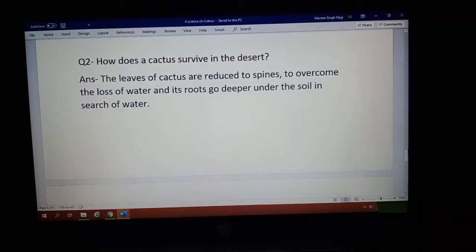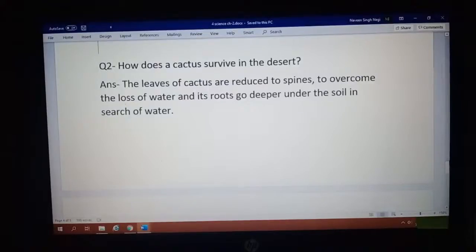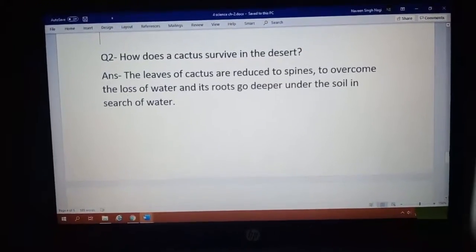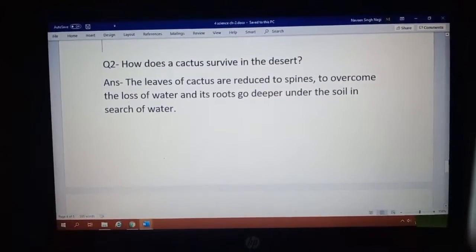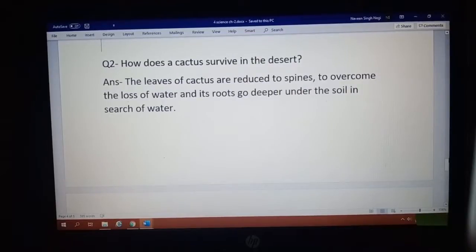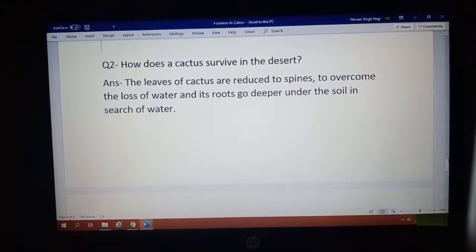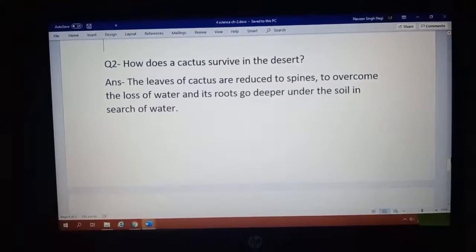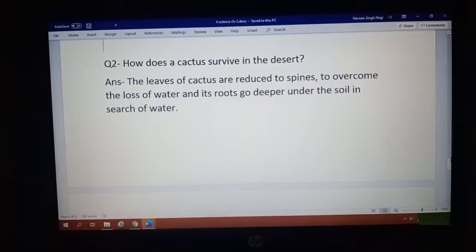As you know, in the desert area the water is present in very less quantity because of the less rainfall. So in search of that underground water, its roots grow deeper under the soil, and you can say they move up to very far off distances in search of a water source. So this is how the cactus survives in the desert area.